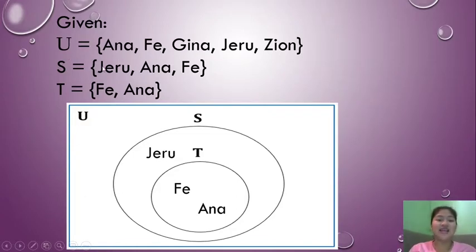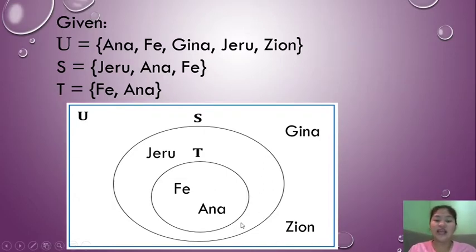And then lastly, let us check the universal set. Sino-sino pong tauhan ang nawawala sa loob ng bilog? You have Gina and Zion. And we are going to write those names outside the two given circles kasi wala po sila sa set S at wala din po sa set T. They belong to the universal set.